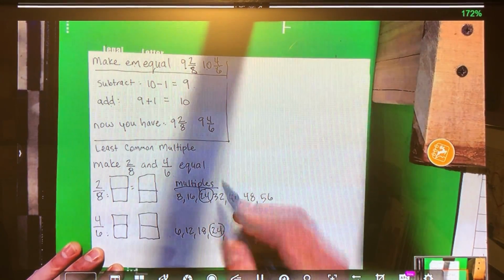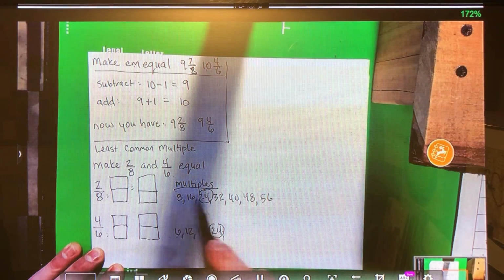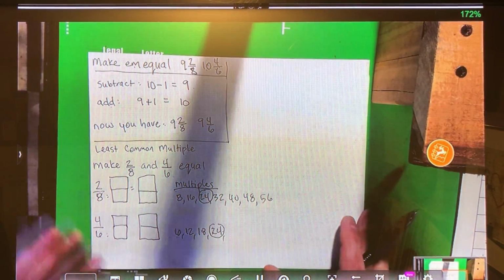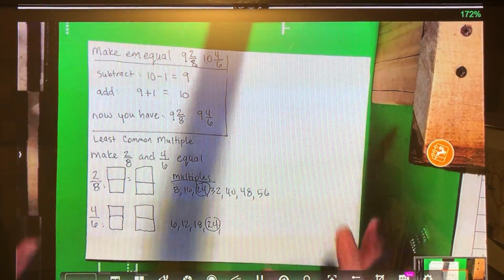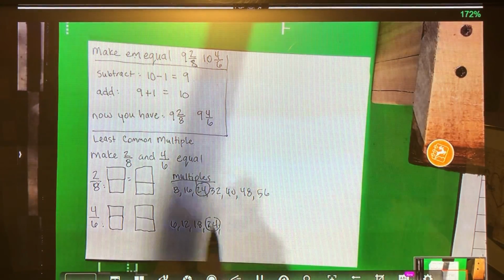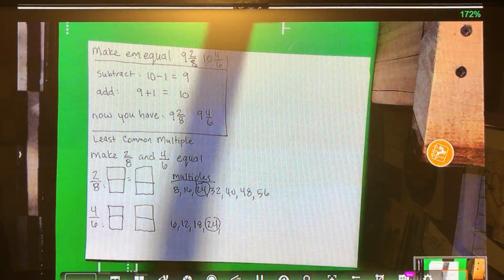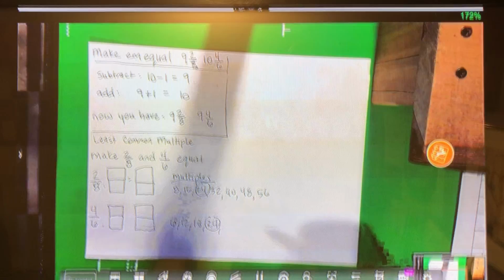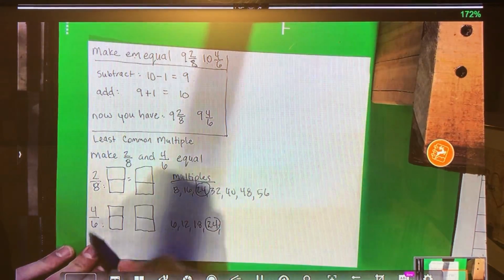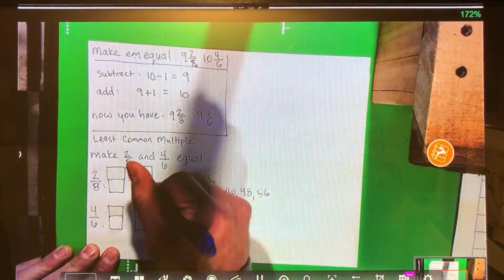As I'm listing the multiples of 6, I'm looking up here at the multiples of 8 to recognize the moment that the first multiple that they have in common appears. And in this case, it was 24. So what does that mean for us? Well, it means that our new denominator for 6 and 8 is going to be 24.